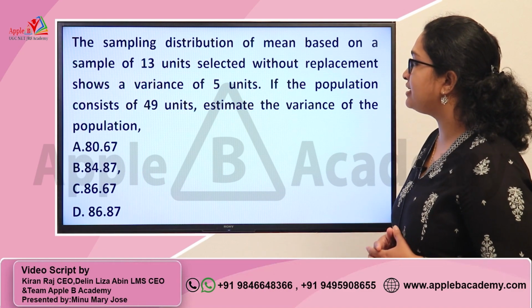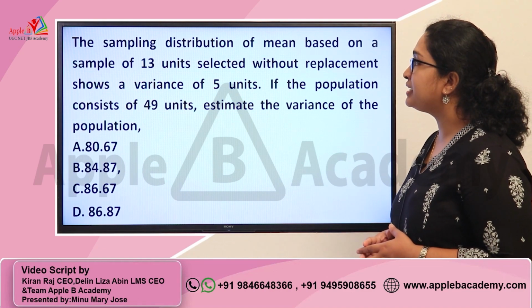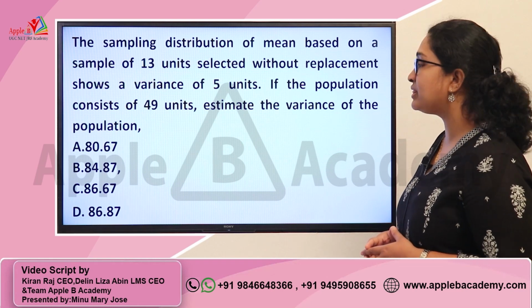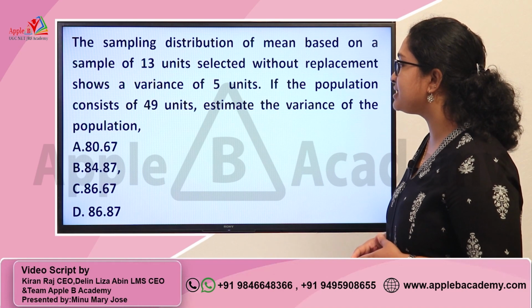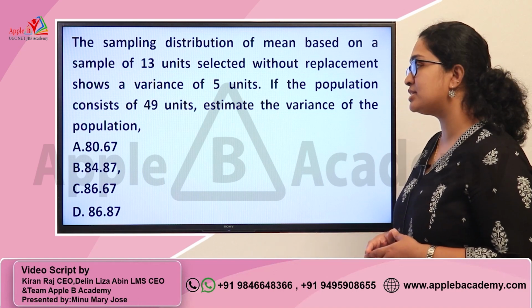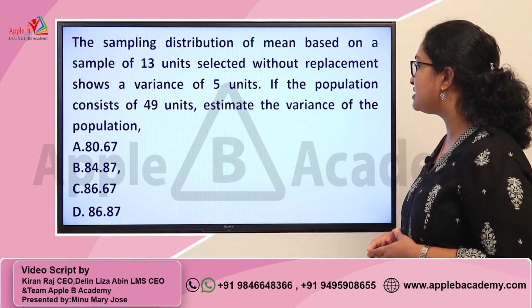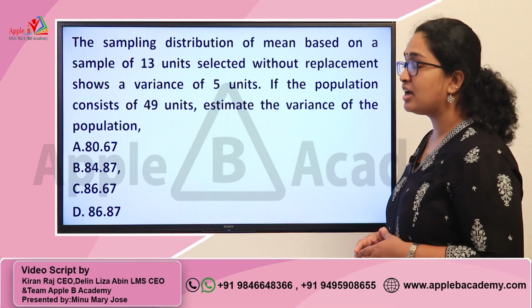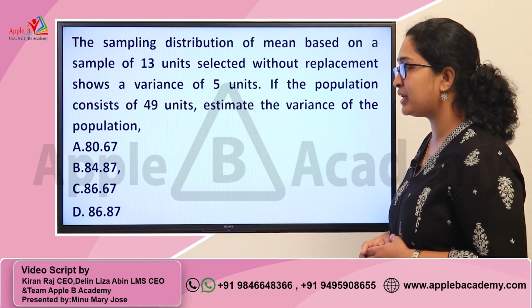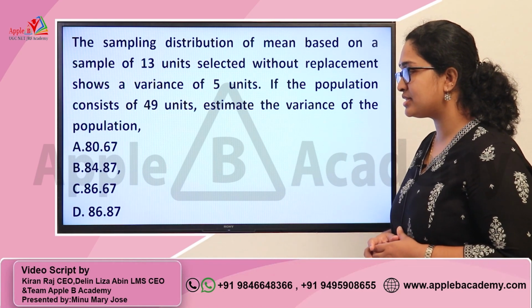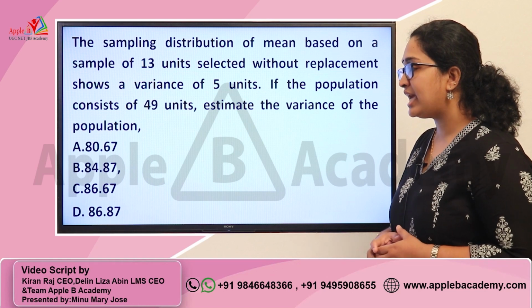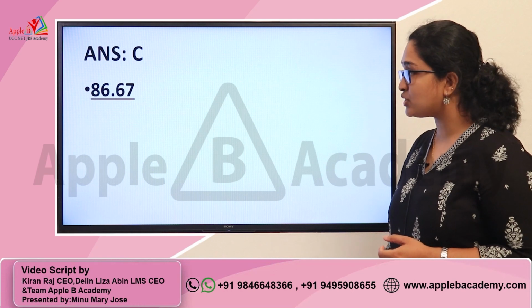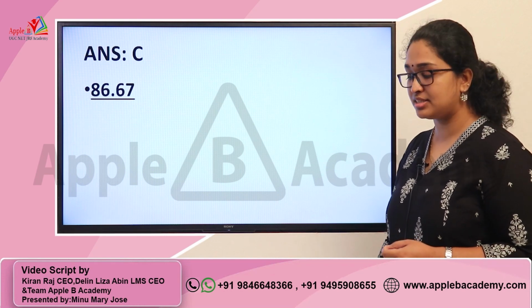The next question is again from statistics. The sampling distribution of mean based on a sample of 13 units selected without replacement shows a variance of 5 units. If the population consists of 49 units, estimate the variance of the population. We have to find out the value of that particular variance of that particular population. The options given are 80.67, 84.87, 86.67 and 86.87. The answer is option C, 86.67.